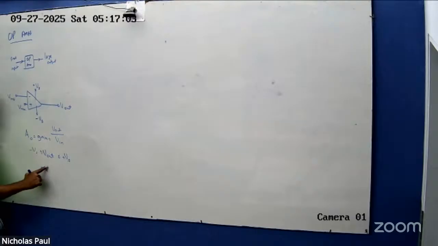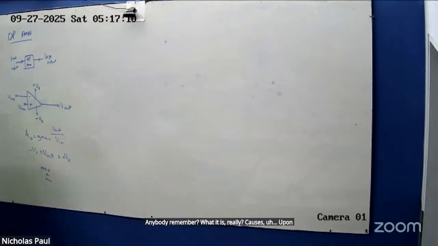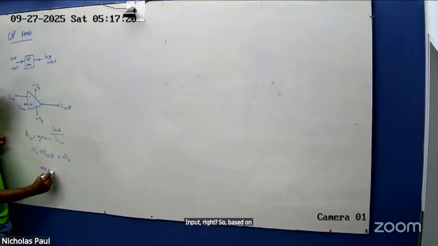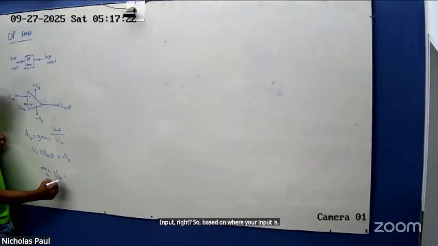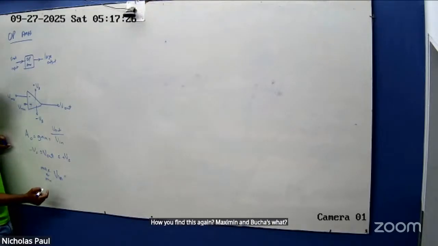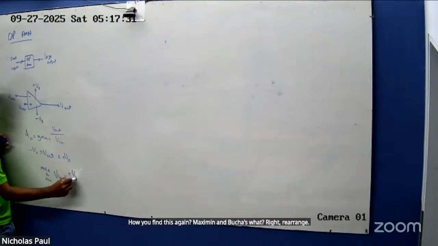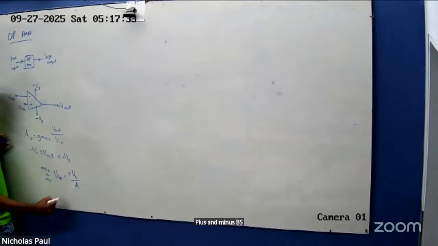Anybody remember what causes an op-amp to go into saturation? Overload. Yeah, what causes the overload? High input, right? So based on where your input is, and how do you find this again? Maximum input is what? Rearrange: plus and minus VS over the gain.